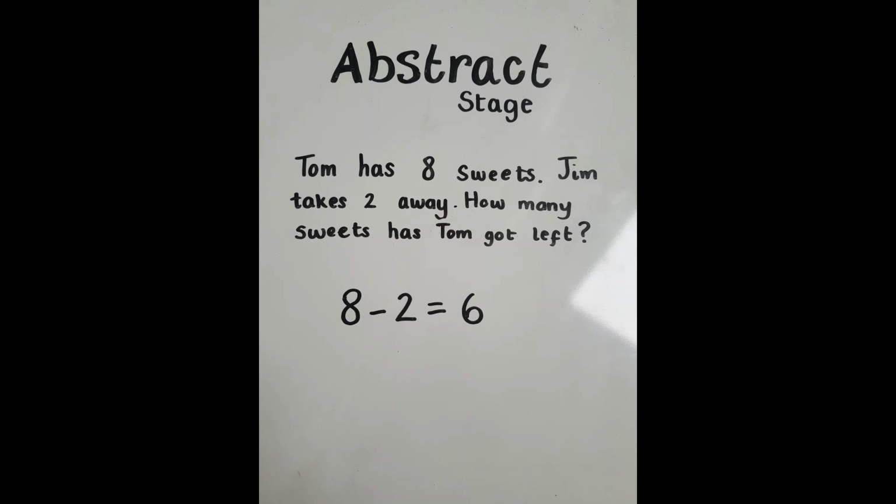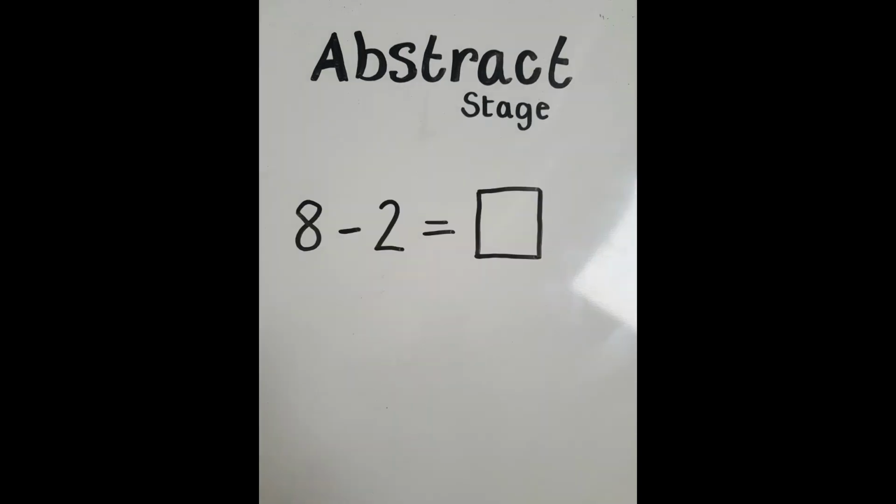The abstract stage is when we start to see the symbols, for example, the addition sign or the subtraction sign. They also see the equal sign. So in this stage, they may see number sums written like this: 8 take away 2 equals. Then we have to find the answer again. It's about using the previous methods to work out the answer. We now know that the answer is 6.